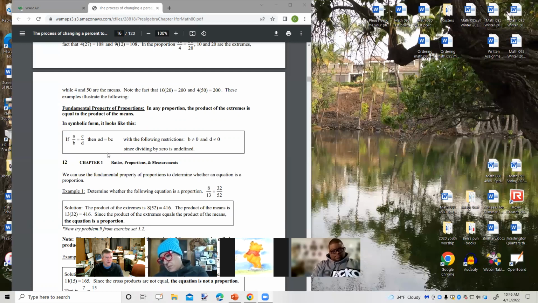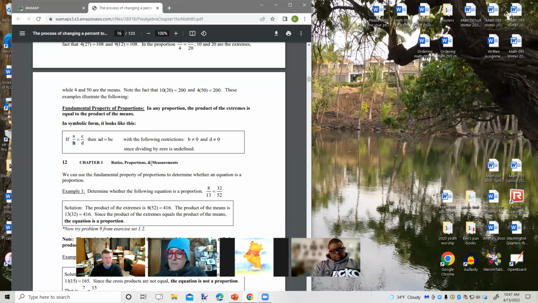In symbolic form, it looks like this. If A is to B as C is to D, then A times D equals B times C. That is the product of the extremes, A and D, is equal to the product of the means, B and C. Sorry, I said A and C at first. Let me say that again. The product of the extremes, A and D, is equal to the product of the means, B and C. Again, assuming that B and D are not 0 because we don't divide by 0.